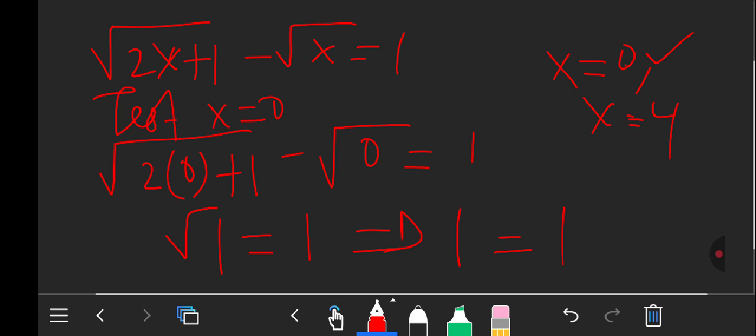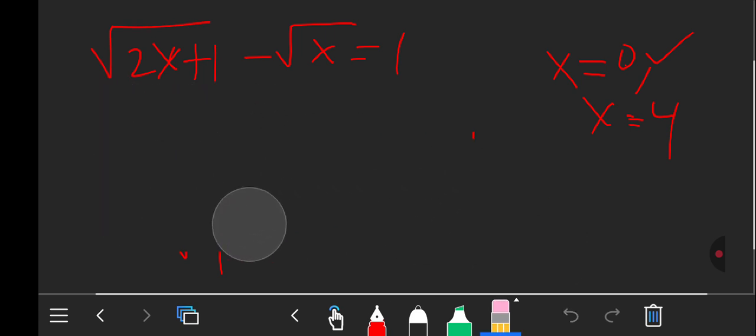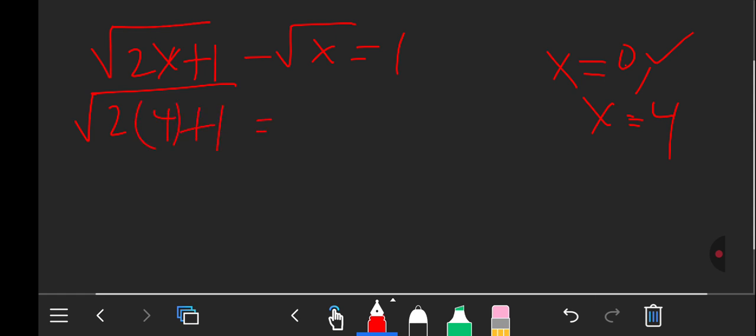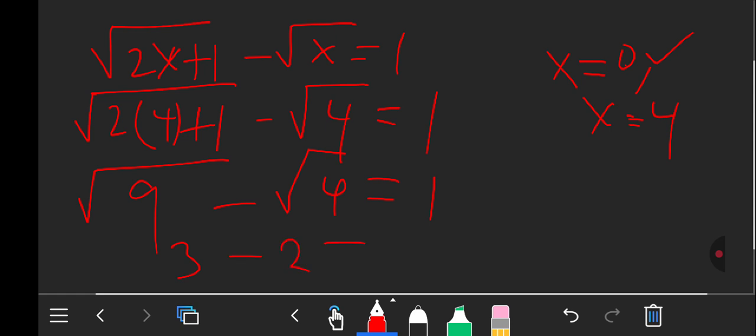Let's now test x is equal to 4. Where there is x, we substitute 4. So root of 2 times 4 plus 1, that is 8 plus 1, that is 9. So square root of 9 minus square root of 4 is equal to 1. Square root of 9 is 3, square root of 4 is 2.